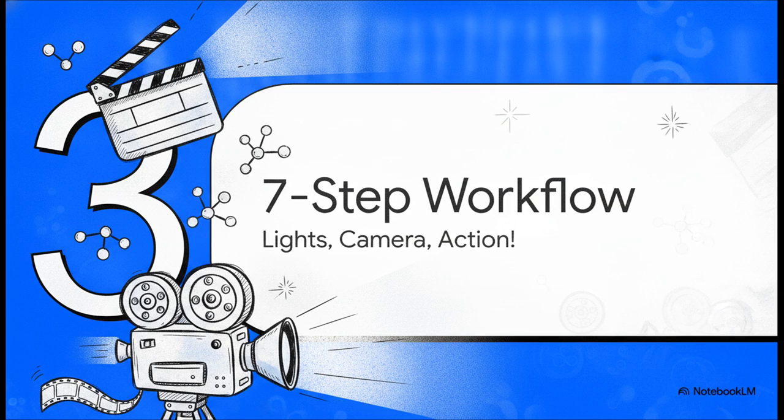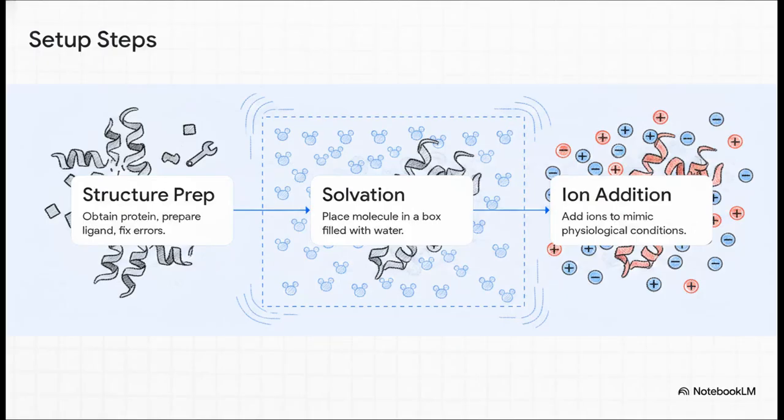Which brings us to Section 3, the 7-step simulation workflow. Lights, camera, action. Let's walk through exactly how this movie gets made. We start with pre-production. Step 1 is structure preparation. We get our starting protein structure, prep any ligands, and fix any structural errors in the file. Step 2 is solvation. This is where we drop our molecule into that digital box and fill it with water molecules. And Step 3 is ion addition. We add in positive and negative ions to neutralize the system, so it mimics the real-life conditions inside a living cell. The stage is now officially set.